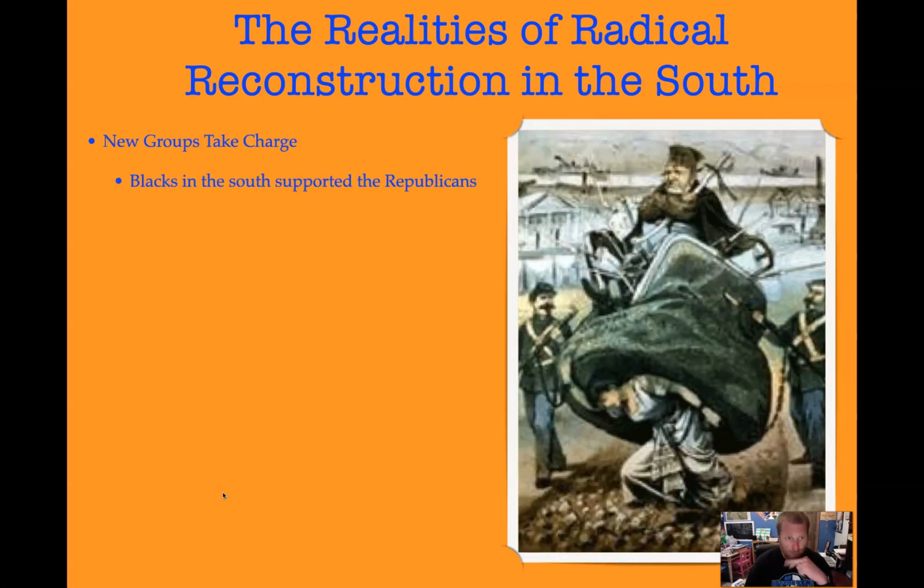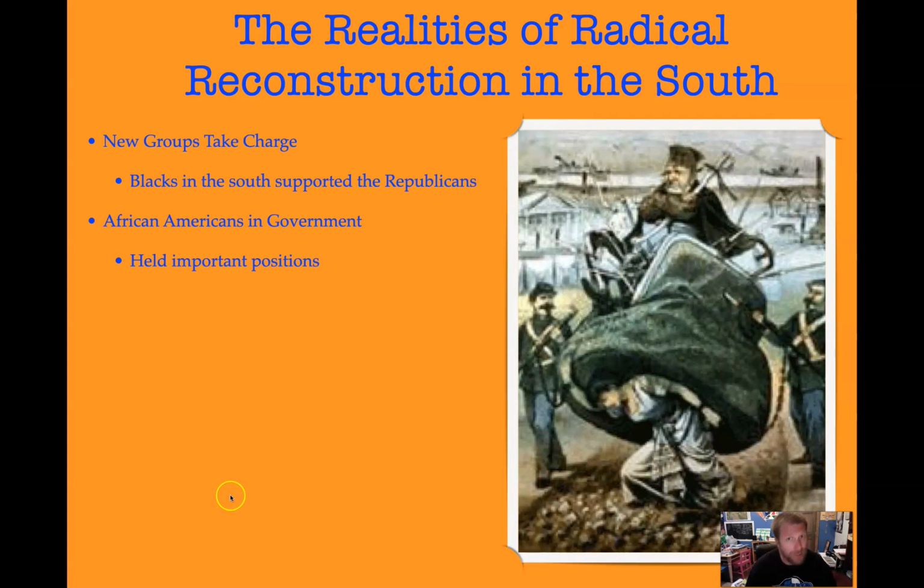New groups take charge, though. The right to vote means that African Americans can serve in office. And so African Americans in the South vote Republican, with the Confederates being banned and a lot of Democrats refusing to participate in radical Reconstruction. It opens the door for the Republicans to run a lot of these states. And so you get the first African Americans in government.